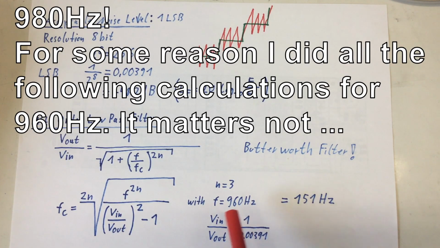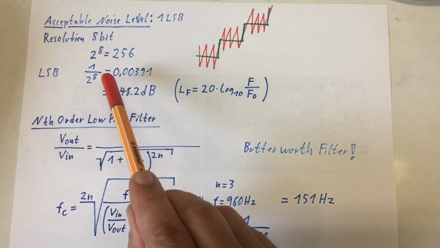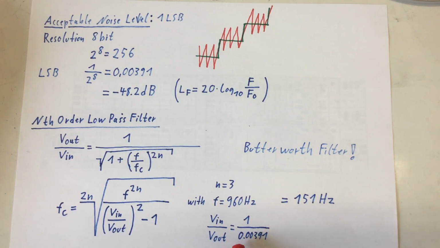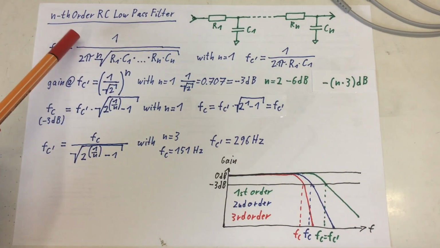And we already calculated the attenuation we want from that filter at 960 Hertz. It's 1 over 0.0391, and that goes here. And if you put all that in and type it into a calculator, you get a required cutoff frequency of 151 Hertz.